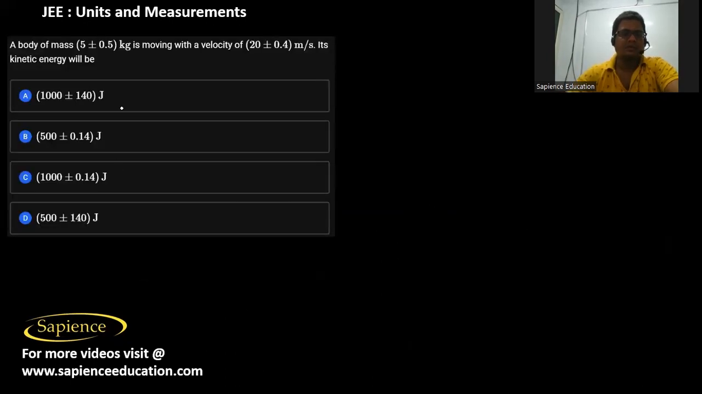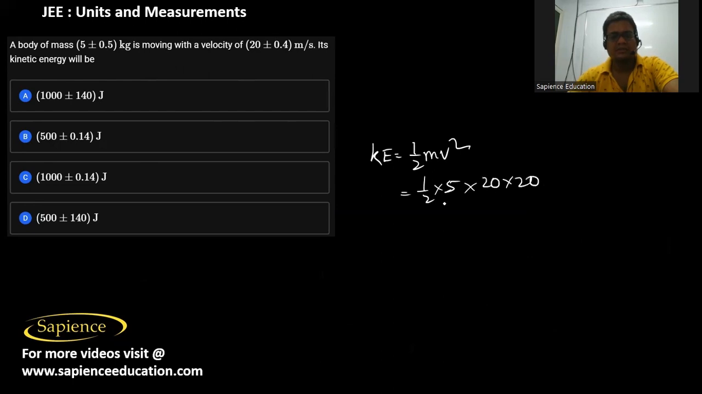And here it is told a body of mass 5.5 plus or minus 0.5 kg is moving with a velocity 20 plus or minus 0.4 meter per second. Its kinetic energy will be. So therefore, as you know, kinetic energy is equal to half m v square. So that will be equal to half into mass, that is 5 kg, into velocity, that is 20 square, 20 into 20. So 200 into 5 is equal to 1000 joule.